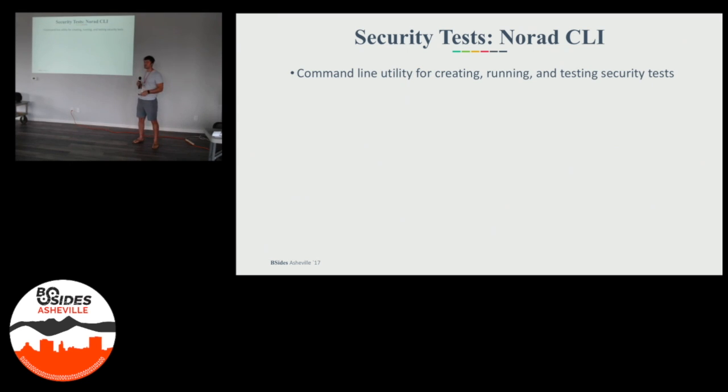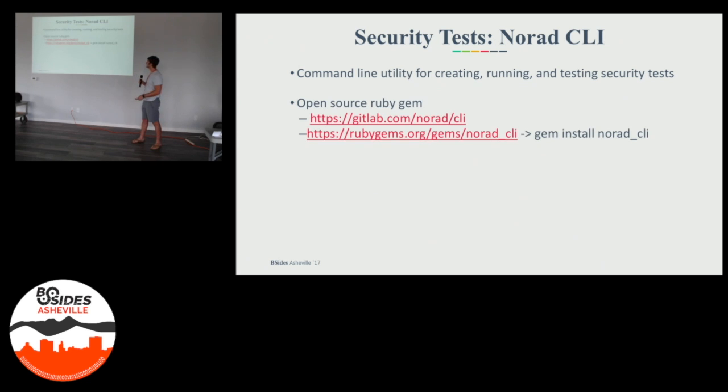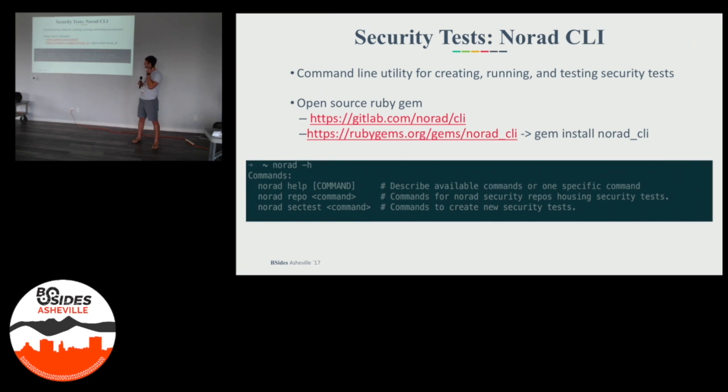So the first piece of instrumentation I'll go over is the Norad CLI. What that is capable of doing right now is helping you to generate test content. It's open source as a Ruby gem. If you go to the GitLab page, there's all kinds of instructions for installation, for a sample walkthrough and stuff like that. It's as simple as just running gem install Norad CLI on whatever platform you're going to do the test development from.